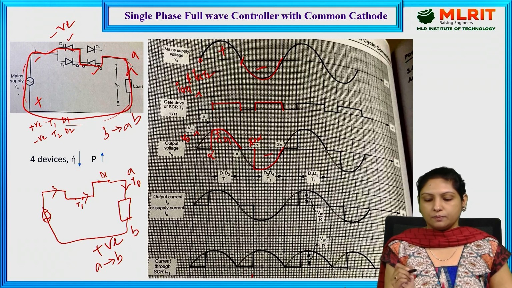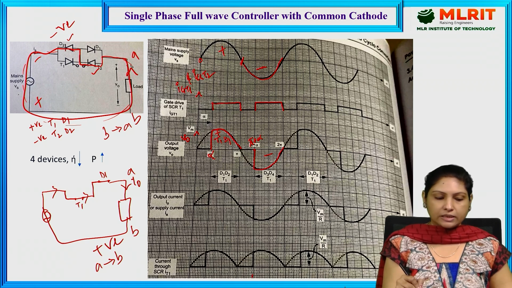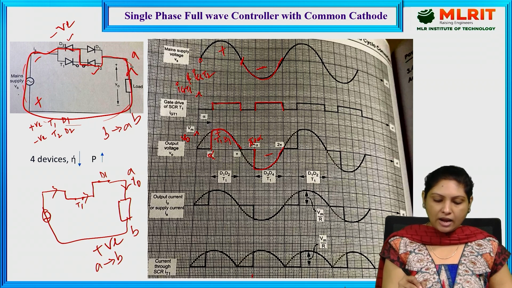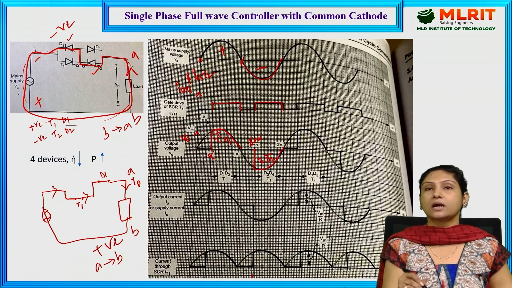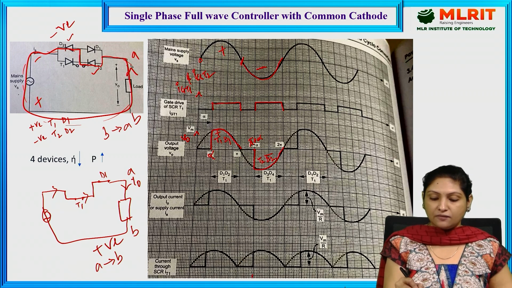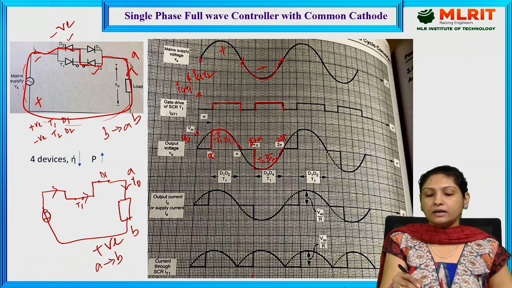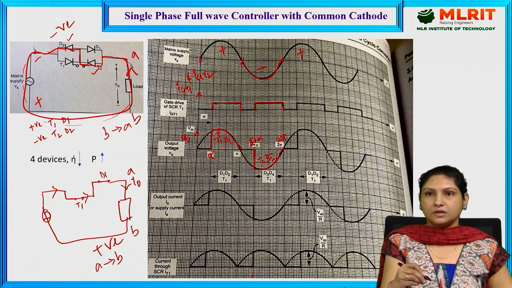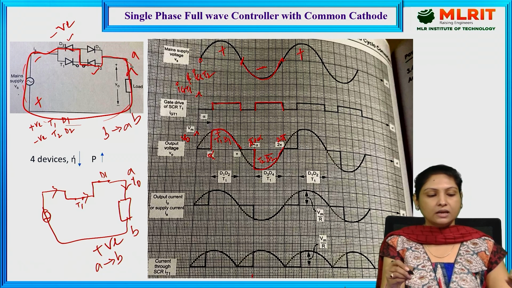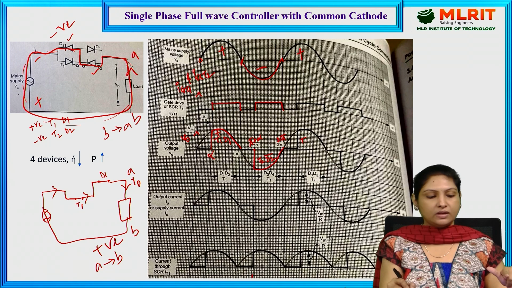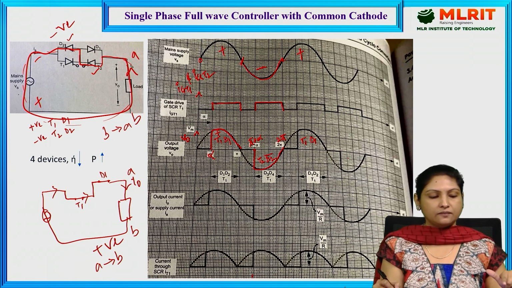bidirectional control. So here during the negative half cycle, T2 and D2 are conducting right from this instant called pi plus alpha to 2 pi, and the moment it reaches 2 pi, the supply voltage is 0, the positive half cycle appears again, and the cycle repeats. So during the positive half cycle, T1 and D1 will conduct, whereas during the negative half cycle, T2 and D2 will conduct.